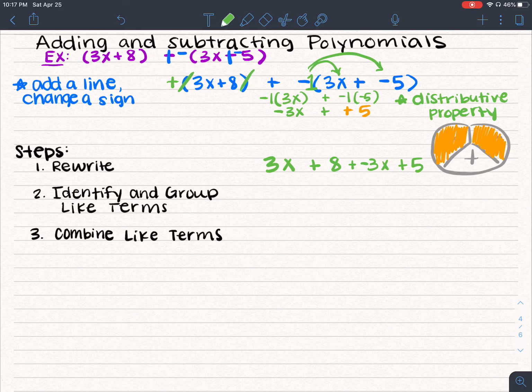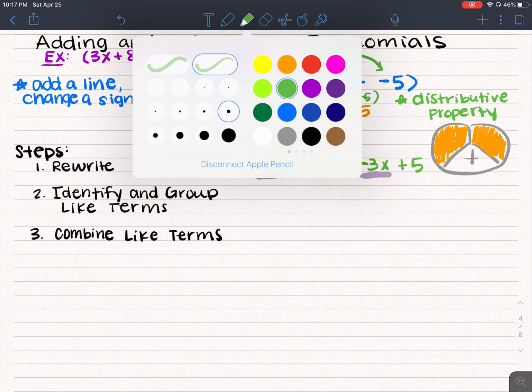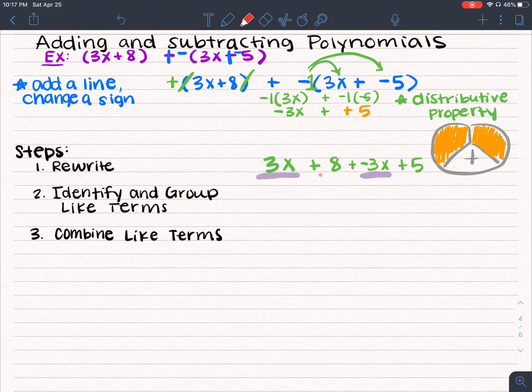So now I need to identify and group like terms. So let's identify our like terms. Our first term we have here is an x. Do we have any other ones like that? Right, our negative 3x. And our second term is 8, so that's a constant. Do we have any other constants? Yeah, 5. Perfect.